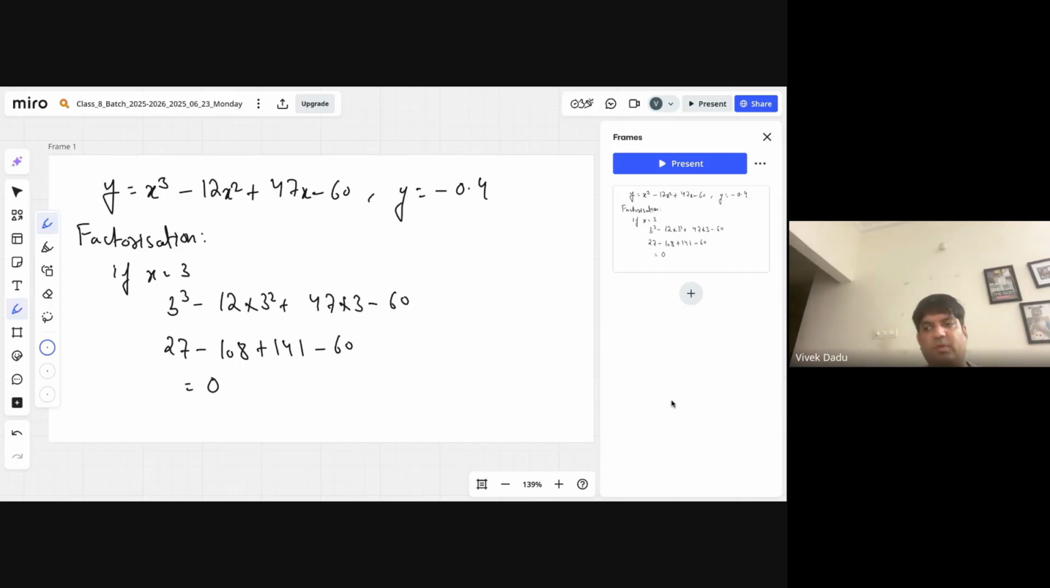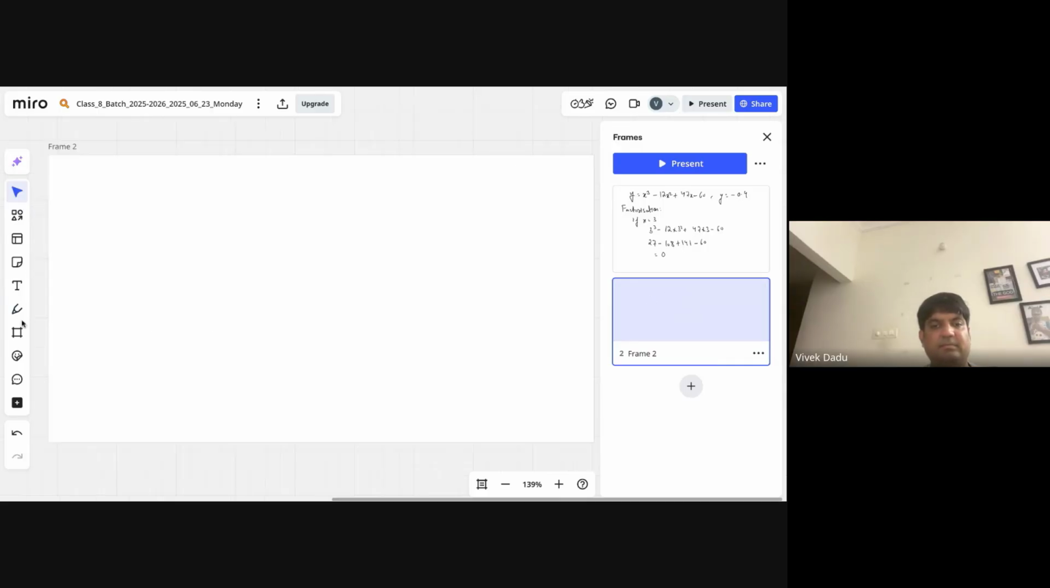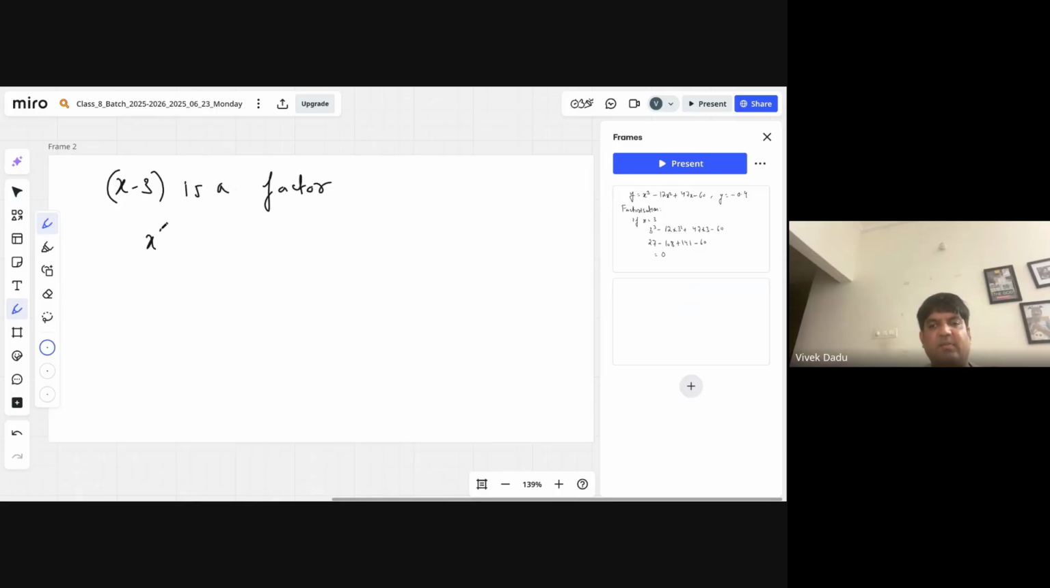So what does that tell? x minus 3 is a factor, or in other words, basically the way I have taught you, x cube minus 12x square plus 47x minus 60 is equal to x minus 3 into something. That's how I have taught you. Okay. Then in order to calculate that something, you used to do this.